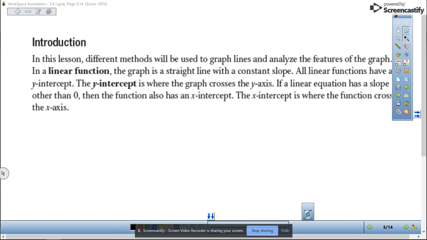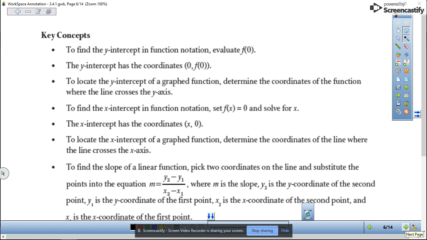All linear functions have a y-intercept. The y-intercept is where the graph crosses the y-axis. If the linear function has a slope other than 0, then it also has an x-intercept. The x-intercept is where the function crosses the x-axis. All right, so key features here, some key concepts.